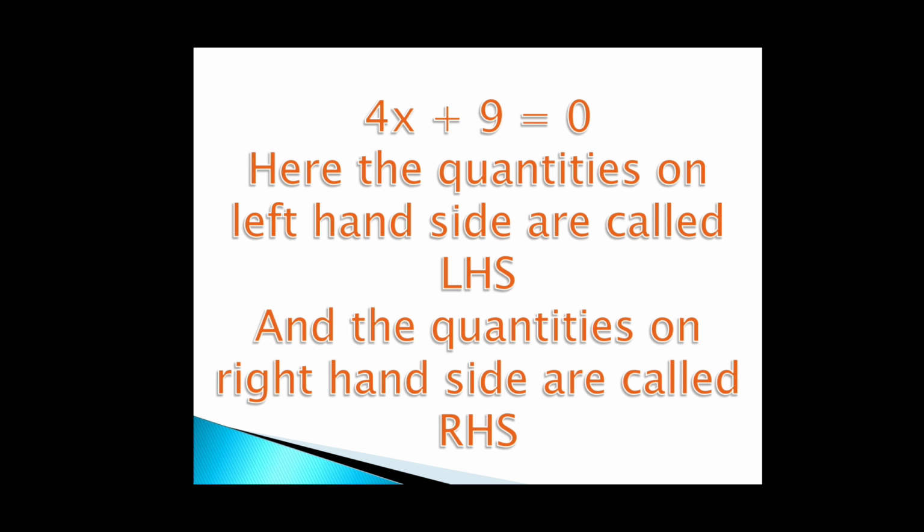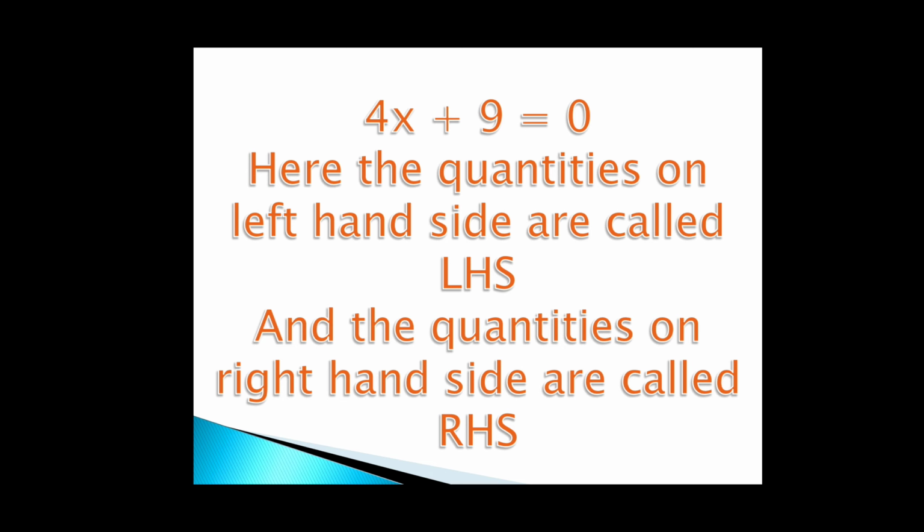Here 4x plus 9 is equal to 0, correct? Here the quantities on the left hand side are called LHS. What is LHS here? 4x plus 9, because it is before the equal to sign. On my left hand side, before equal to, is 4x plus 9. So this 4x plus 9 is called my LHS, or the left hand side.